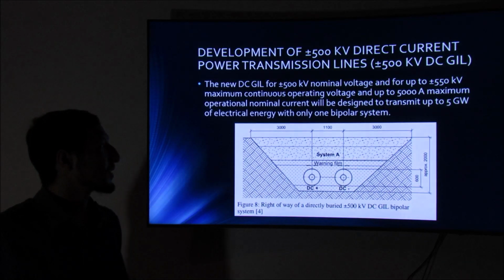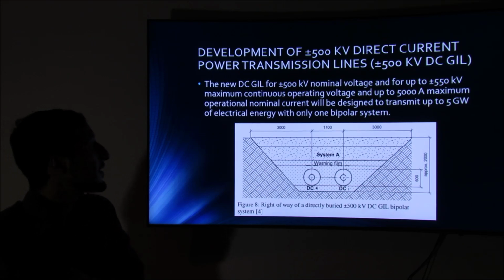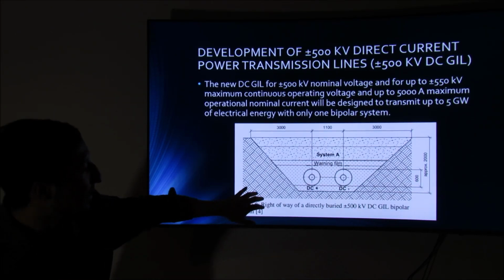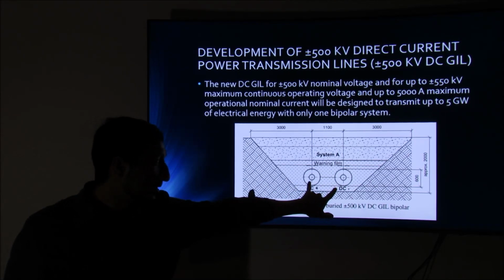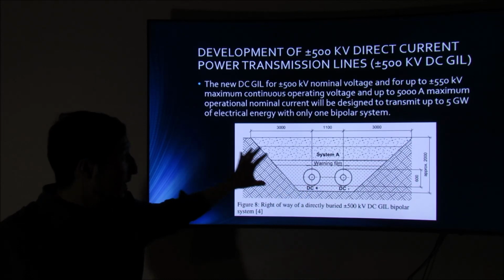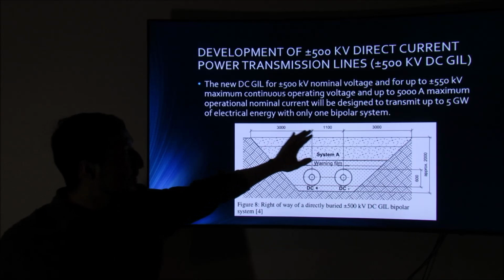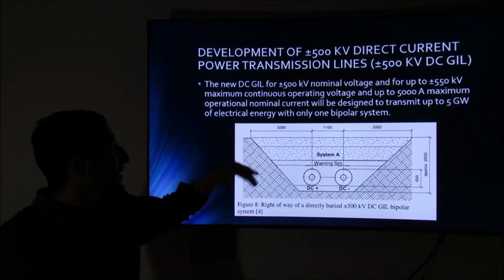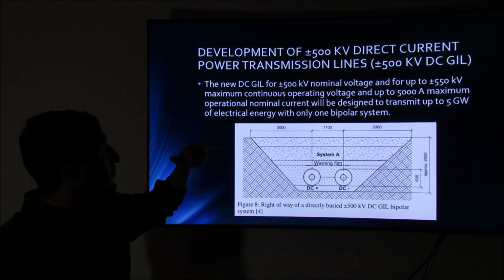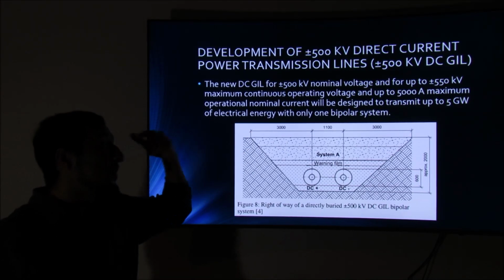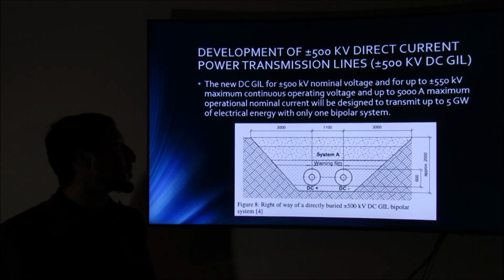Okay, so the paper also talked about the development of 500 kilovolt direct current transmission lines, and as you can see, like I had said, you have a trench, you have your DC lines, your positive and negative, of course, and you end up covering it with concrete. You have measurements right here of what goes exactly where. And of course, they are trying to reach a potential of 5 gigawatts of electrical energy.